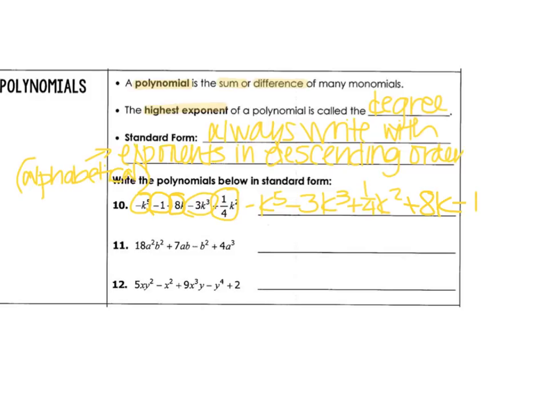Number 11, we've got a's and b's, so we want to look for our a's first and look for the highest exponent of a's, so that would be this one right here. So we start out with 4a to the third. Then the next biggest a would be this one right here, and it also has b's, but that's okay. So then we would say plus 18a squared b squared. Then we would want to say 7ab because that single a still comes before the b squared, all right, because alphabetical order first. Then we would say minus b squared.